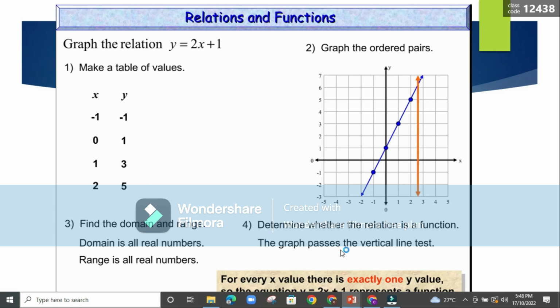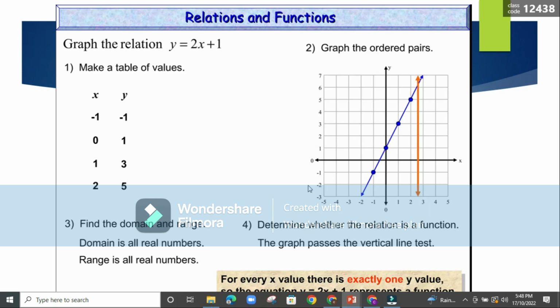Okay, number 4. Determine whether the relation is a function. The graph passes the vertical line test. So this is a vertical line test or a vertical line. If we're going to draw as many vertical lines as we could, it will only intersect at one point. So for every x value, there is exactly one y value. So the equation y is equal to 2x plus 1 represents a function.